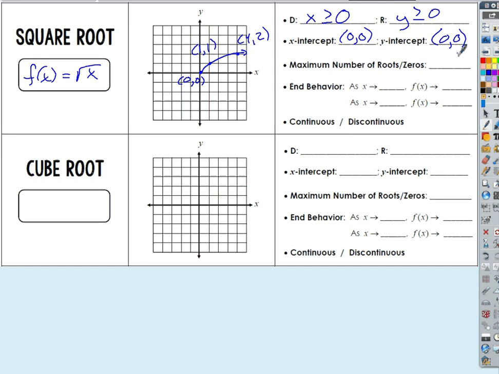And so if we're solving a square root equation, which we'll eventually do, the maximum number of roots we can ever get is 1. Okay, we won't get to that for a while, but keep that in mind.